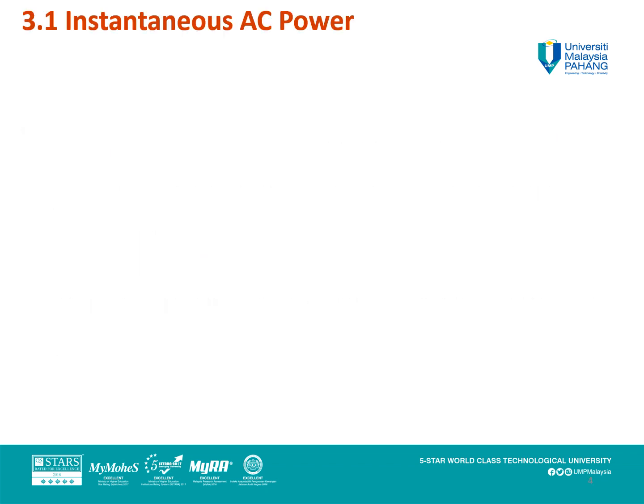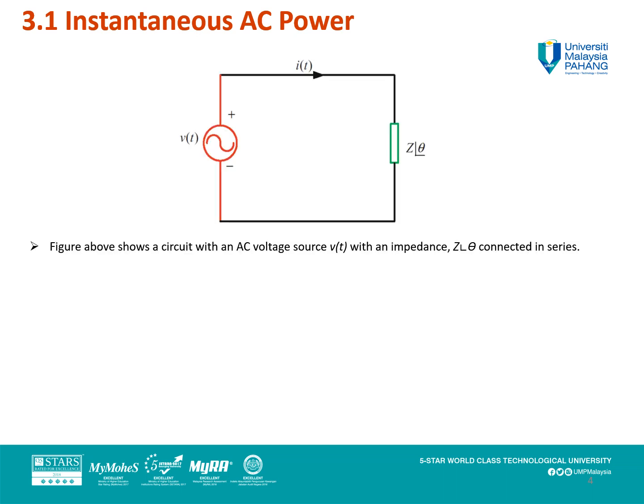Okay students, we start the first topic, 3.1 instantaneous AC power. Given here, one series circuit. The figure above shows a circuit with an AC voltage source connected in series with an impedance. Impedance is either resistance, capacitance, or inductance. Connected in series, it will produce current here. So current is outgoing from the voltage source, entering the impedance.